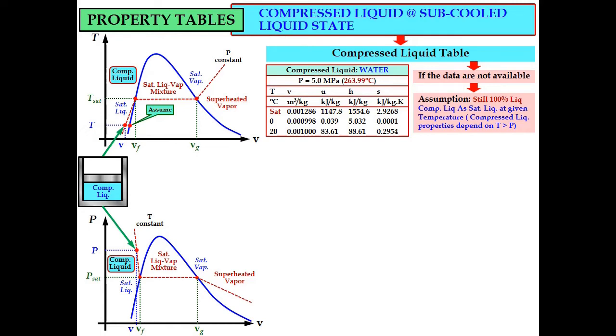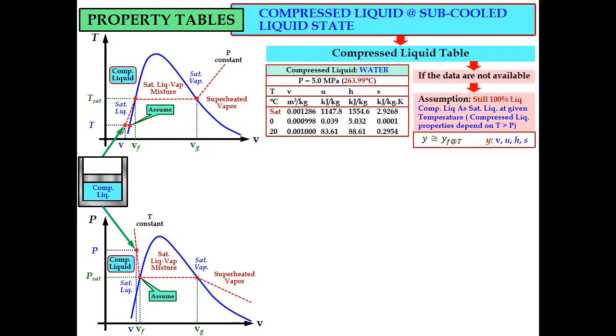If you look at the TV diagram, this is the point for the assumption, where we assume that the phase is saturated liquid, but at the same temperature. Similar goes for the PV diagram. The temperature will be constant, so that's why the point must be located on the constant temperature line, and the state is saturated liquid as shown in the PV diagram.